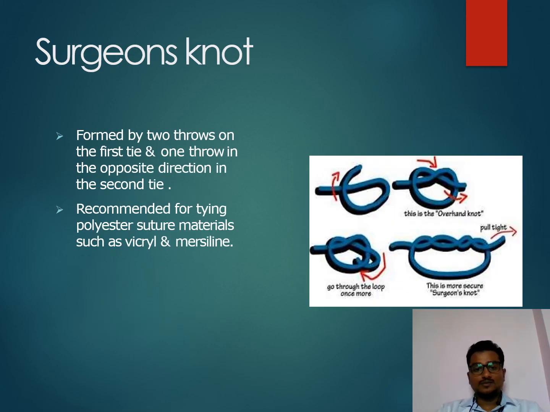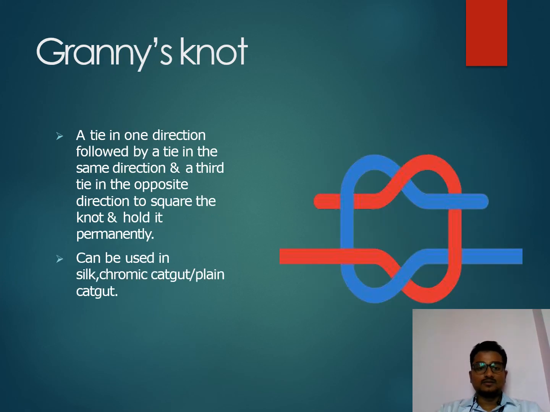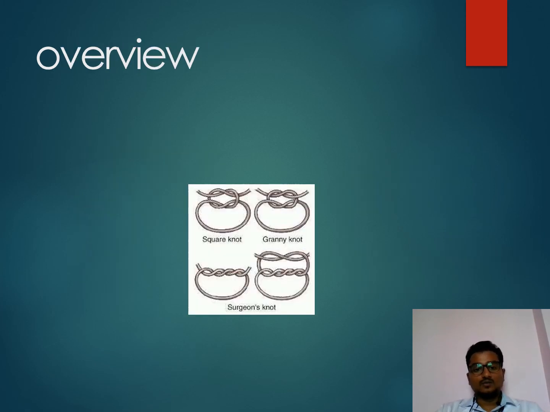Surgeon's knot. Formed by two throws on the first tie, and one throw in the opposite direction on the second tie. Recommended for tying synthetic suture material such as Vicryl and polypropylene. Granny knot: a tie in one direction followed by a tie in the same direction, and a third tie in the opposite direction to square the knot and hold it permanently. Can be used in silk, chromic catgut or plain catgut. Overview of a granny knot.